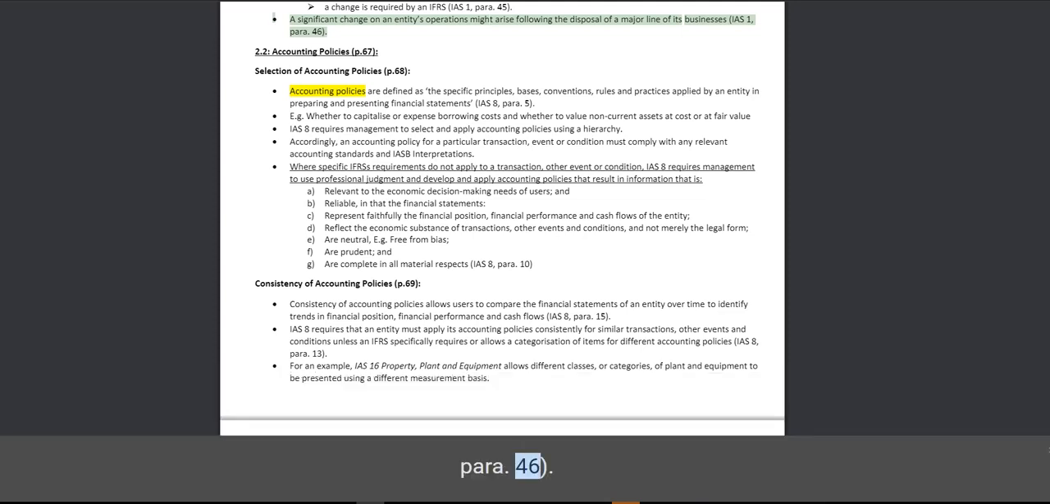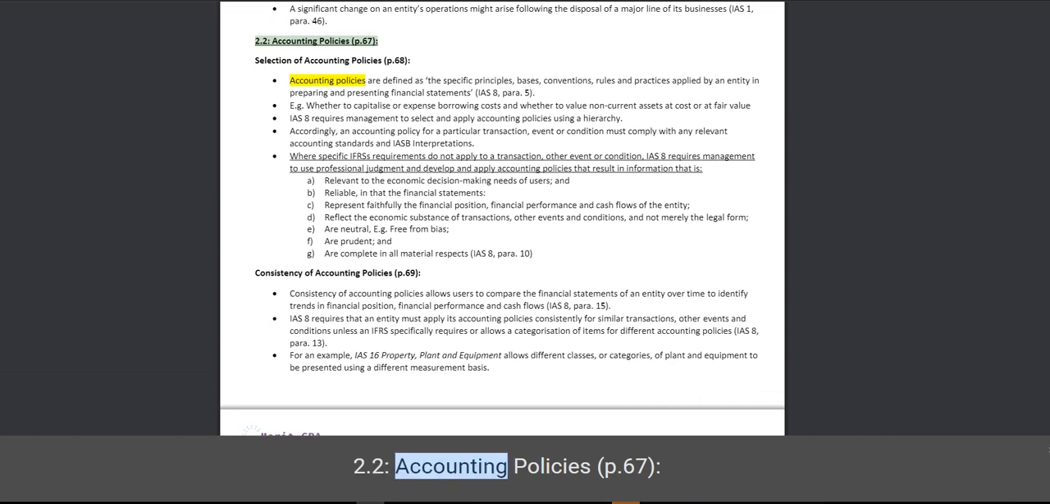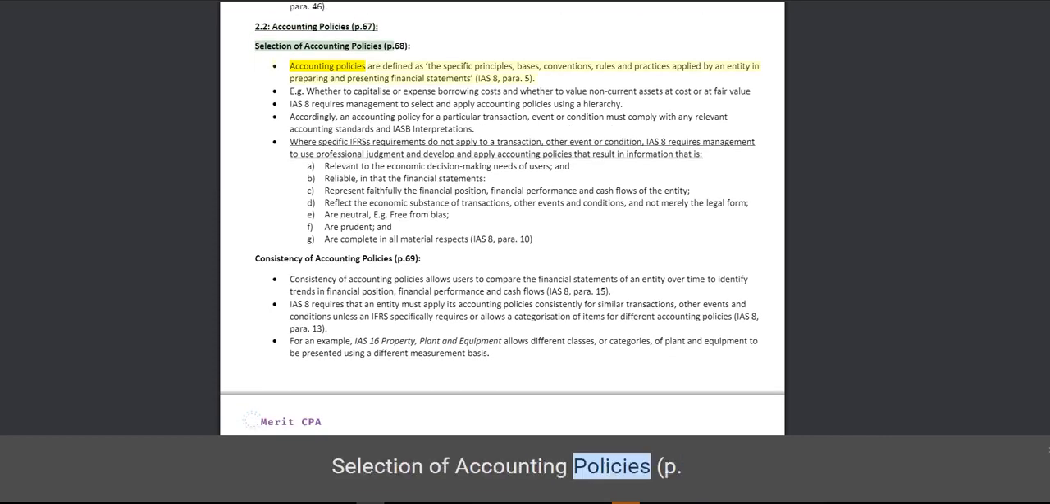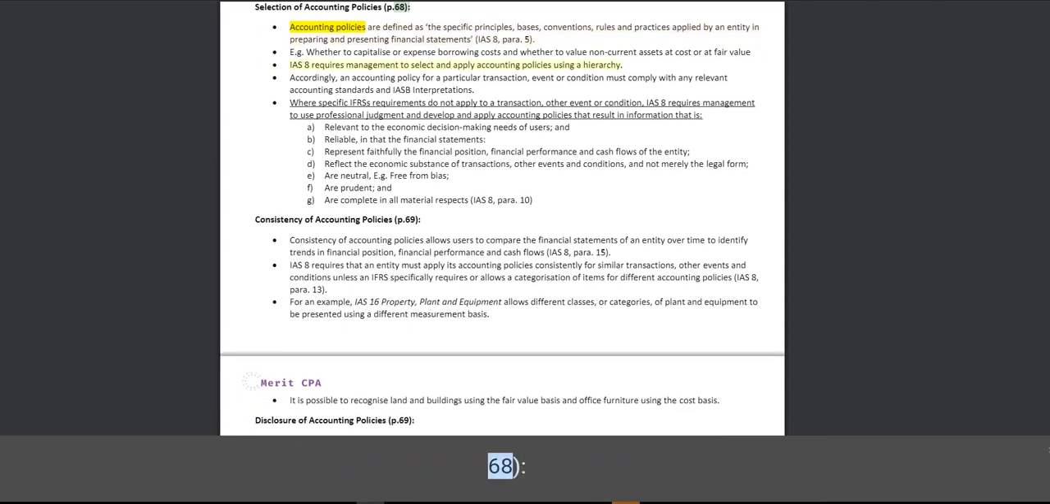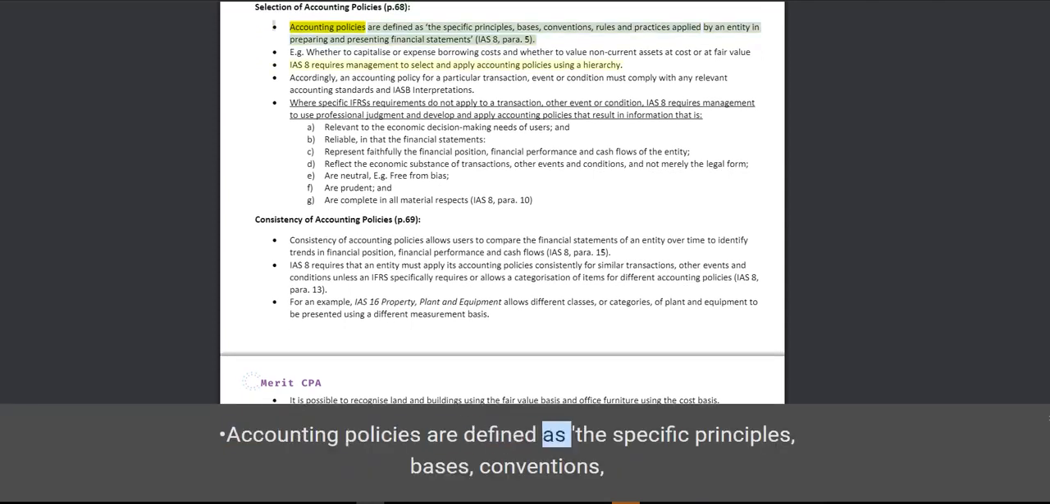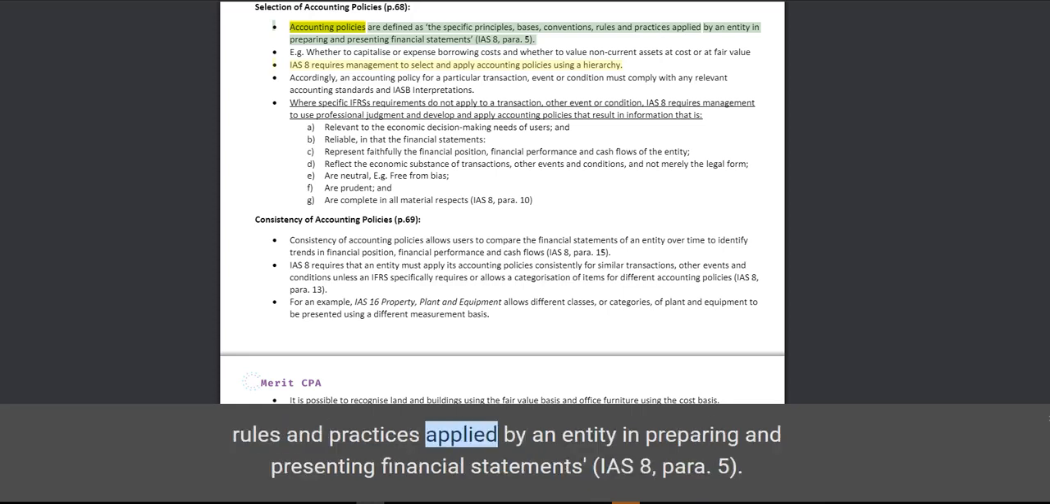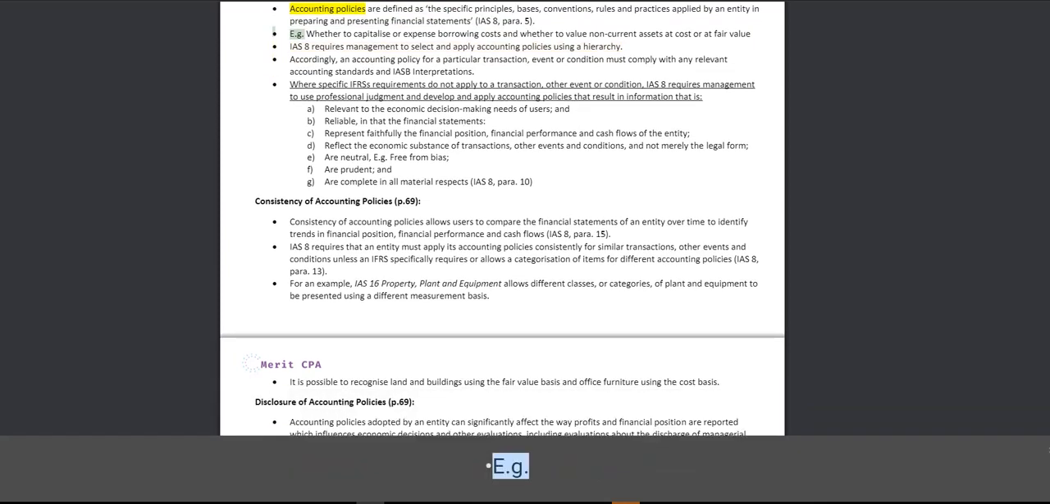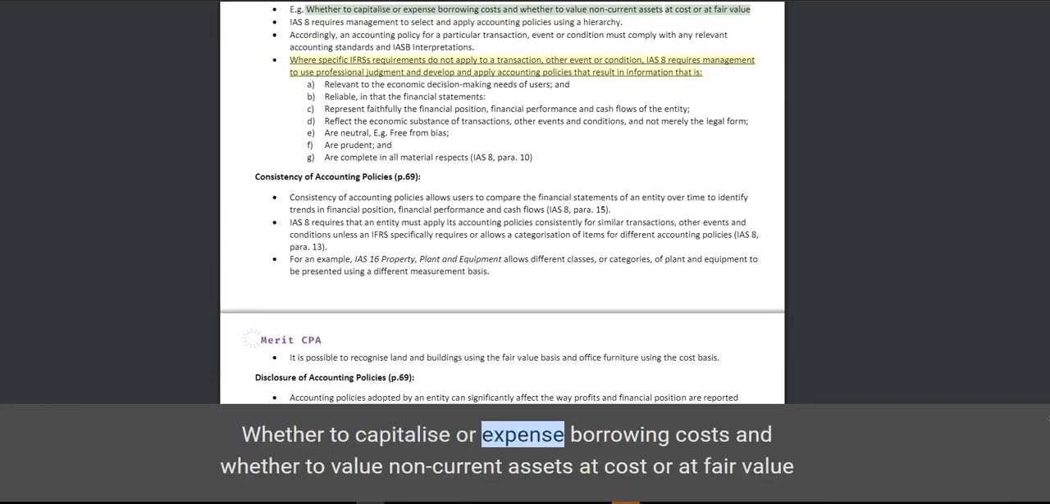IAS 1, para. 46. 2.2. Accounting policies. Selection of accounting policies. Accounting policies are defined as the specific principles, bases, conventions, rules and practices applied by an entity in preparing and presenting financial statements. IAS 8, para. 5. For example, whether to capitalize or expense borrowing costs, and whether to value non-current assets at cost or at fair value.